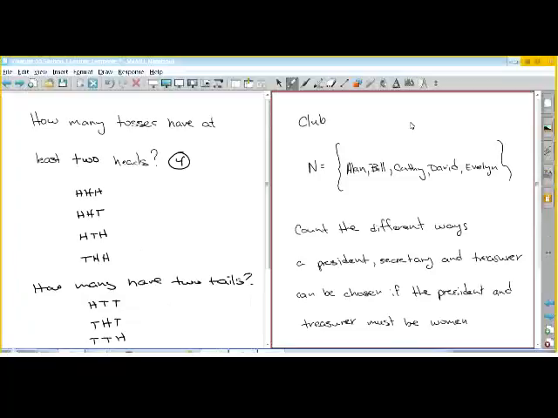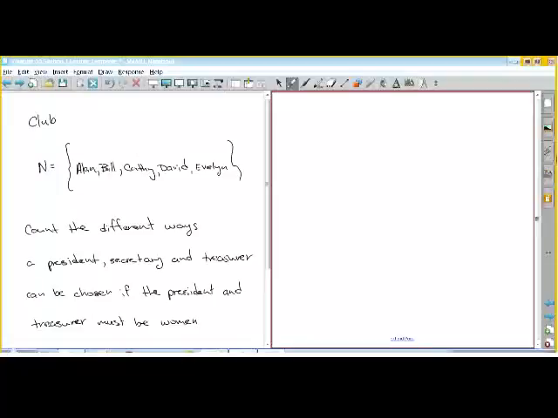Okay, so this is another question. We have our club again. Apparently only these 5 people can be in this club. And it says, count the different ways a president, secretary, and treasurer can be chosen if the president and treasurer must be women. So we'll come back and answer that question, but I'm going to answer a more difficult question. I don't know if it's more difficult. It's more straightforward.